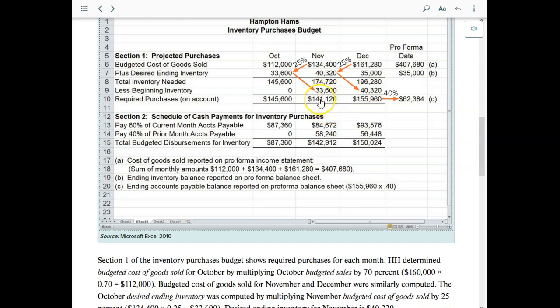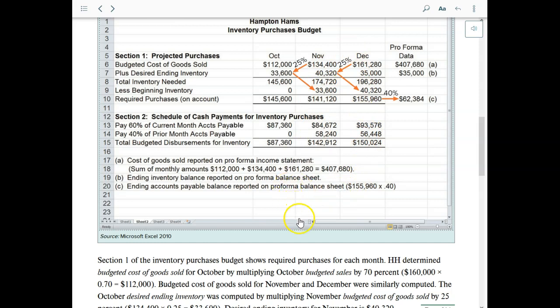60% of your required November purchases will be paid for in November, 84,672. The 40% of 141,120 will go over here to be paid for actual cash flow in December. So don't let all these numbers throw you. Go back through this on your own, one number at a time, one month at a time, and follow all these numbers through here and here. Okay.